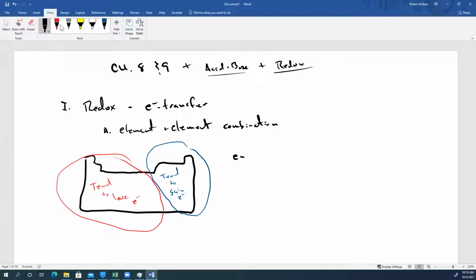So let's look at some examples here. The further to the right, the more it wants electrons, except for the noble gases, which do not want any electrons here. So let me block off the noble gases. Okay, so an example would be sodium metal plus chlorine gas.